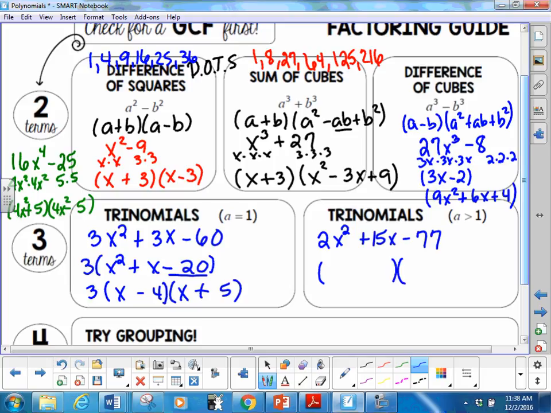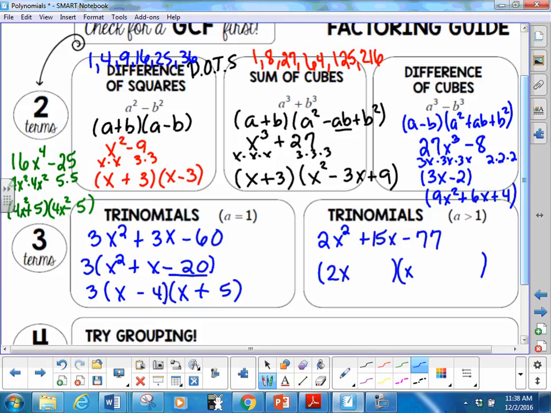Let's try something. Are y'all okay with where I got 2x and x? No. Because what goes here and here has to give me that first term. And 2's prime, 2 and 1, that's the only combination that'll give me 2. Okay. And you can use the box method for this.